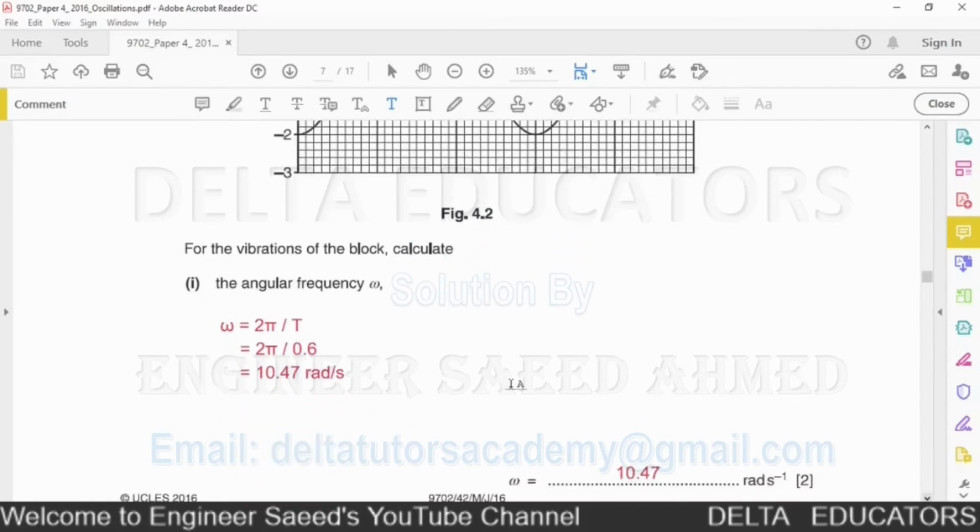So omega will be 2 pi over 0.6, and by solving this we will get 10.47, and the unit of angular frequency is radian per second. So it is 10.47 radian per second.